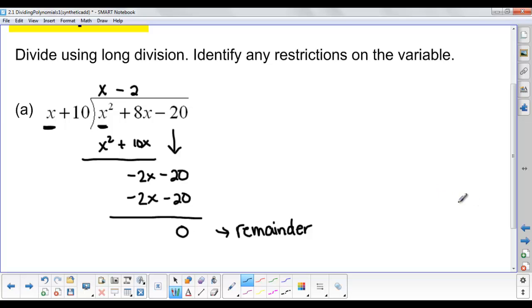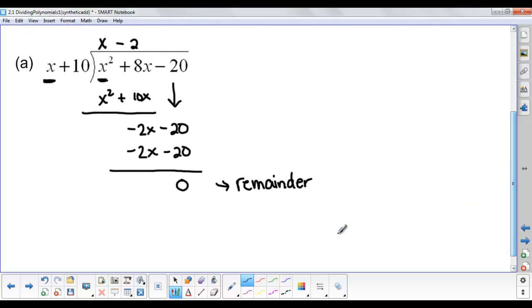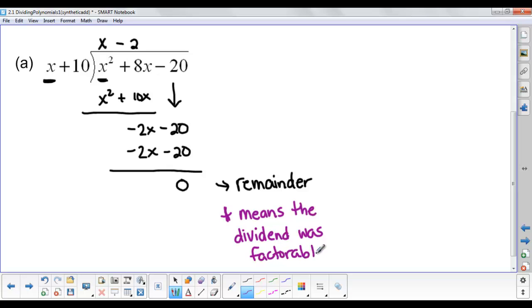When we end up with a remainder of 0, that tells us that the dividend was factorable. Okay, so now I would ask you to write your answer in quotient form.